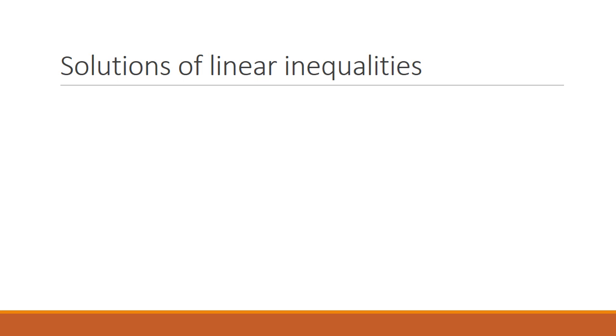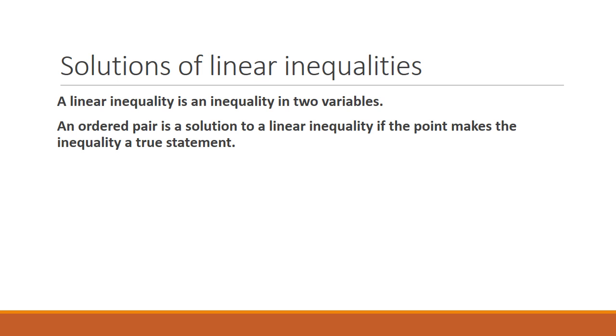Solutions of linear inequalities. A linear inequality is an inequality in two variables. Usually you'll see an x and y. An ordered pair is a solution to a linear inequality if the point makes the inequality a true statement, and we will look at a few examples so you can see how the solution for the linear inequality should satisfy the inequality. Let's take a look at the first example.